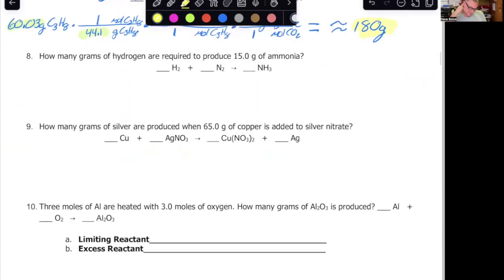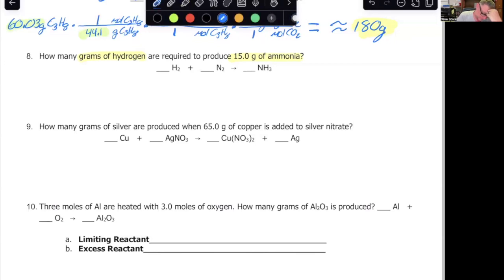Okay, number 8. How many grams of hydrogen are required to produce 15 grams of ammonia? Well, if you're not sure what ammonia is, you are sure what hydrogen and nitrogen are, so it kind of narrows it down. So my A is going to be my given measured quantity, 15 grams of ammonia, and grams of hydrogen. So I'm going all the way from grams to grams. That's going to be 3 steps.